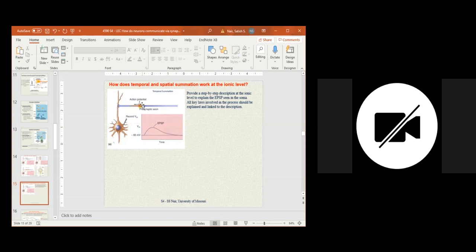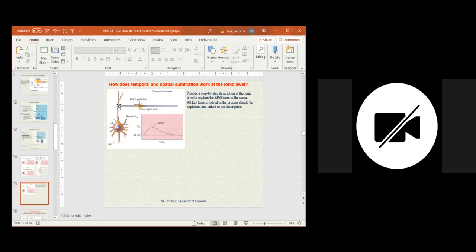So when this spike comes in, it results in the release of neurotransmitters, which go and bind to the postsynaptic side and open channels there. So this looks like it's EPSP. So this synapse is excitatory. The current will go in then. Positive ions will enter the synapse and cause this EPSP.